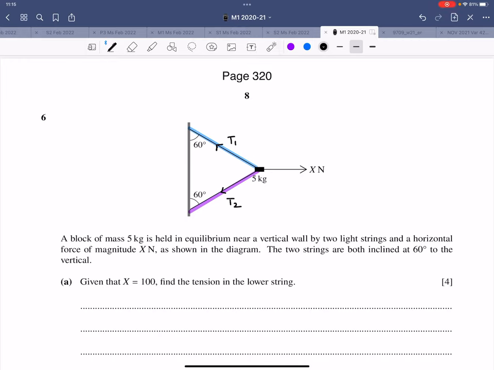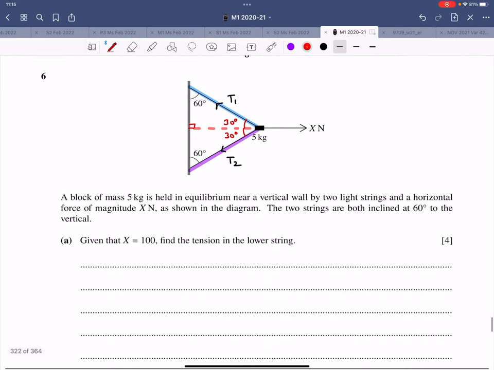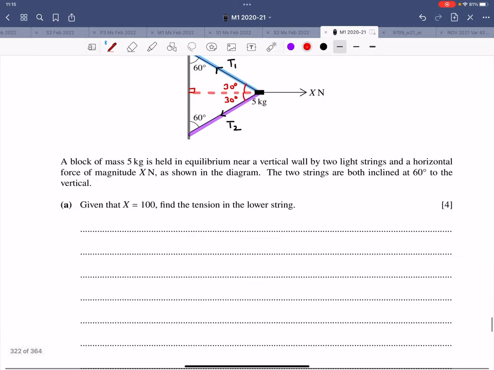They are inclined at 60 degrees. What is the next thing that I'll do? I'll draw a dotted line like this, and I label this angle as 30 degrees. Because if I go further, this is 90, so this is 30, this is 30. So I'm going to work with 30. Given that x is equal to 100, find the tension in the lower string. So they're only asking for T2. Of course, we'll be working for both of them.